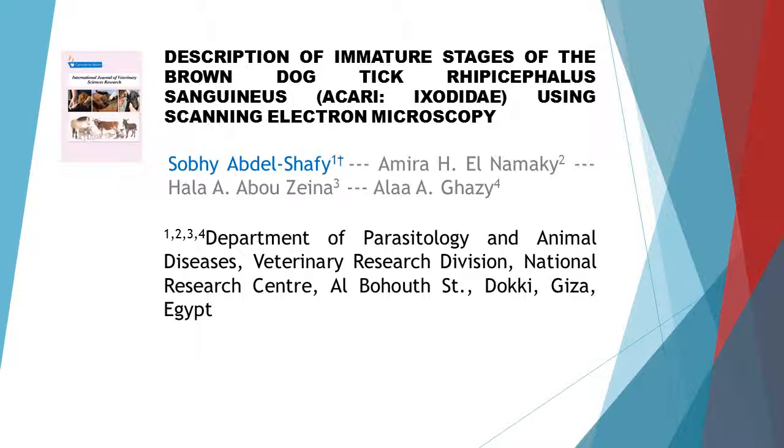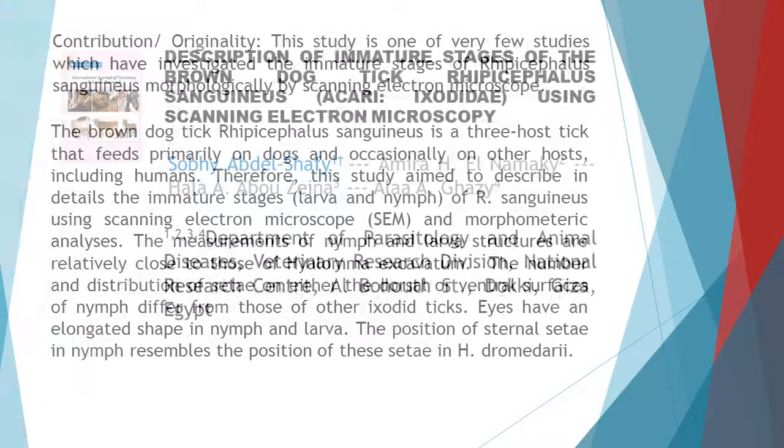Description of immature stages of the brown dog tick Rhipicephalus sanguineus (Acari: Ixodidae), using scanning electron microscopy. This article is written by 4 authors. First author Sabi Abdel Shafi. Second author Umar H. El Namaki. Third author Hala Abu Zaina. Last author Ala A. Ghazi.